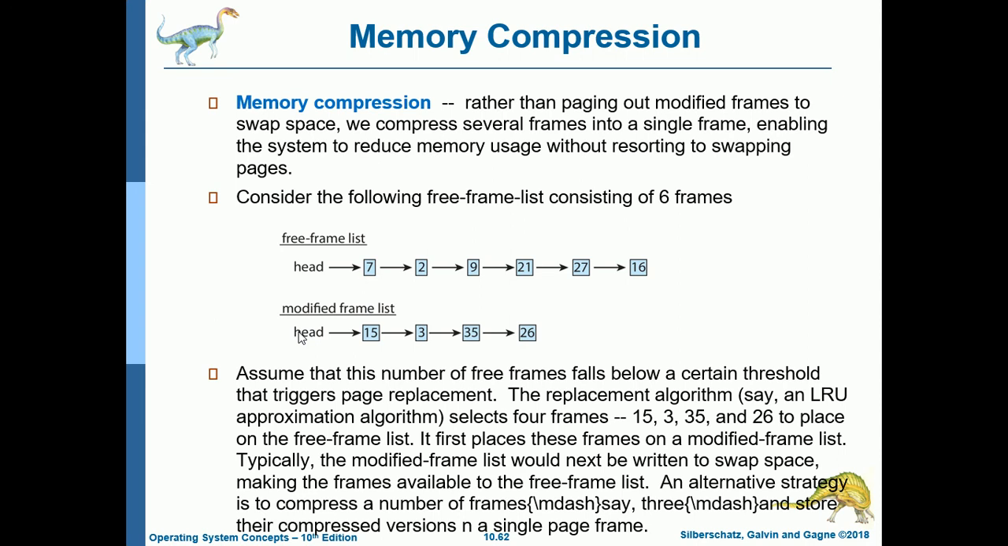Typically, the modified frame list would next be written to swap space, making the frames available to the free frame list. An alternative strategy is to compress a number of frames, say 3, and store their compressed version in a single page frame. So that's the meaning of memory compression. If 3 pages can be compressed into one page frame, 2 or more, the better.